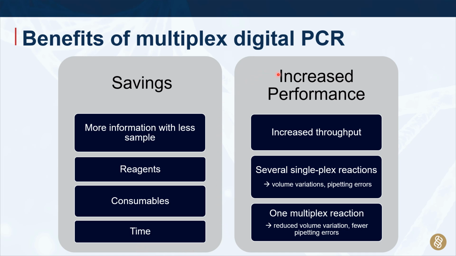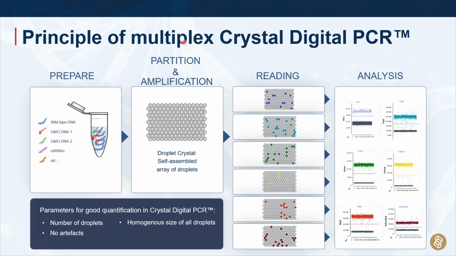But you also have increased performance. You have an increased throughput, so more samples can be run in a day. You can actually do several singleplex reactions and combine them into a multiplex reaction as well. Again, saving you cost, time, and resources. Let's look at the principle of a multiplex Crystal Digital PCR reaction.